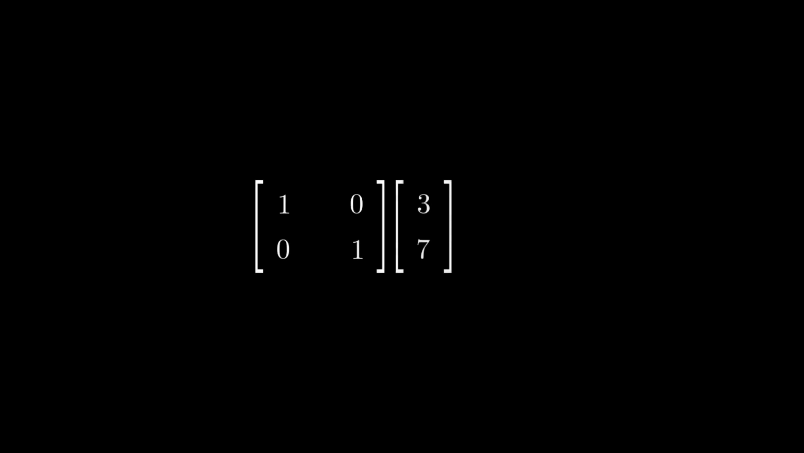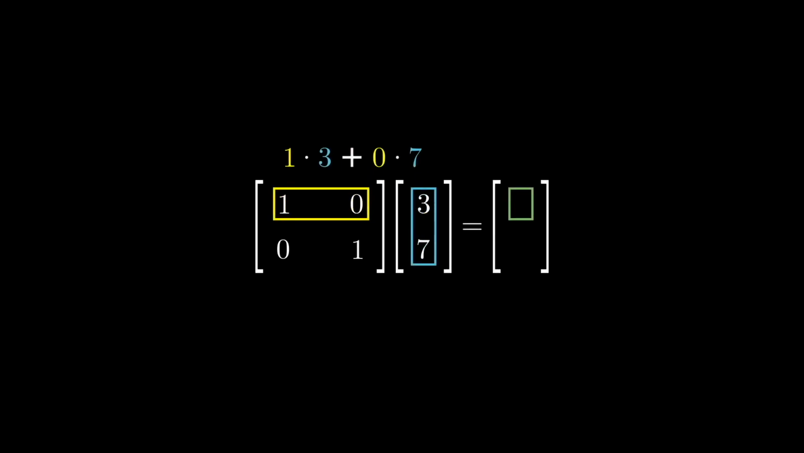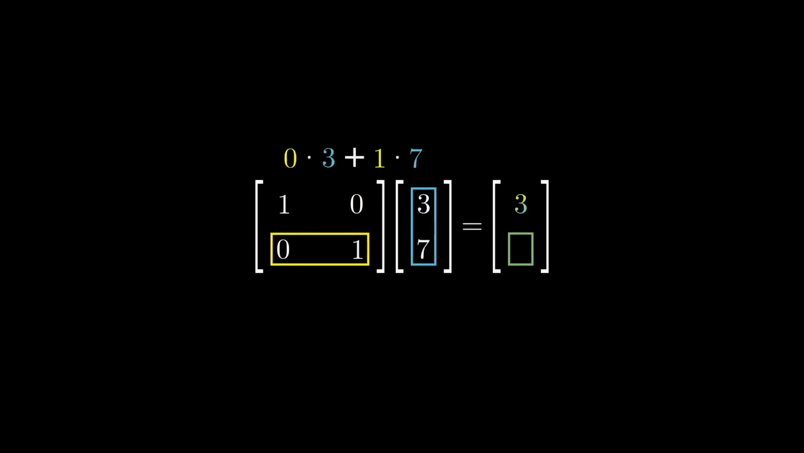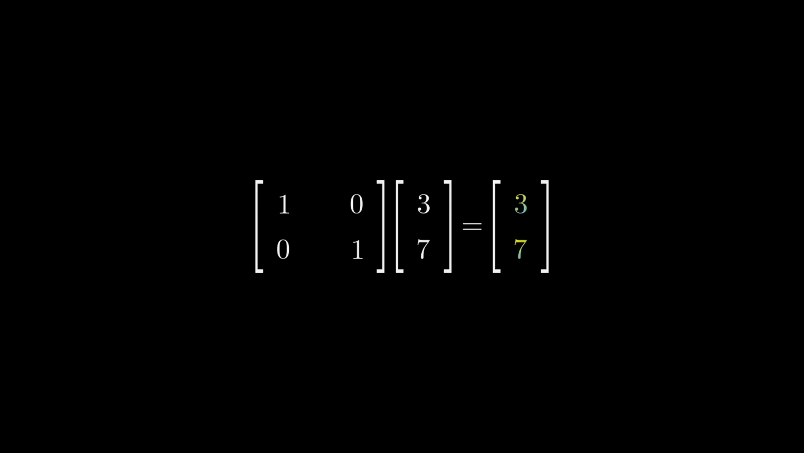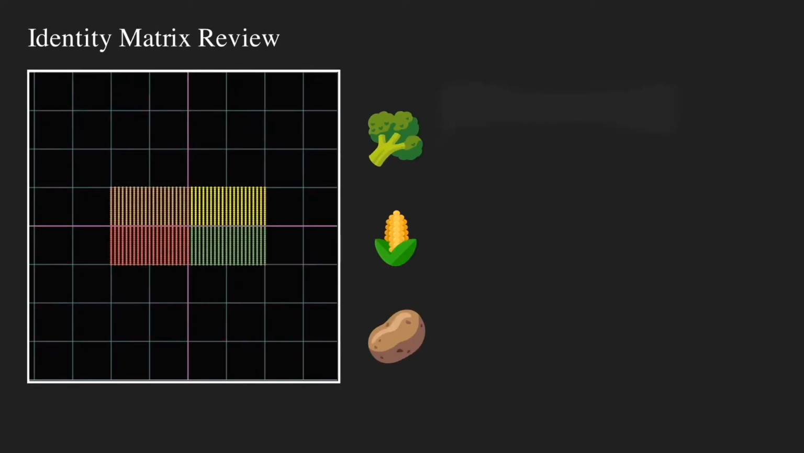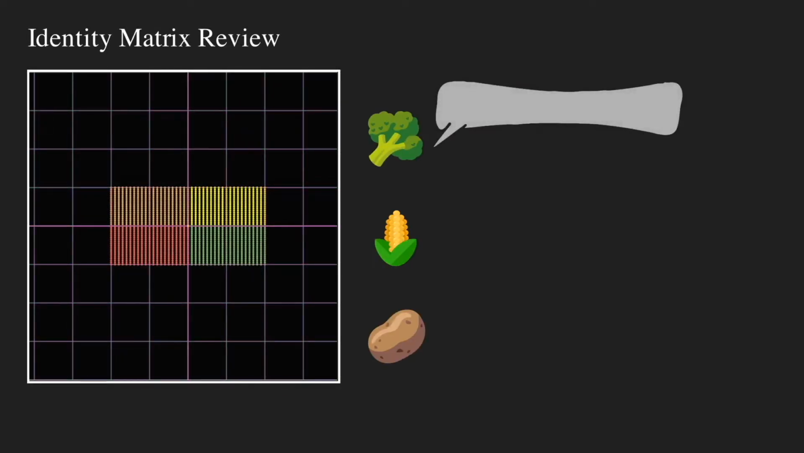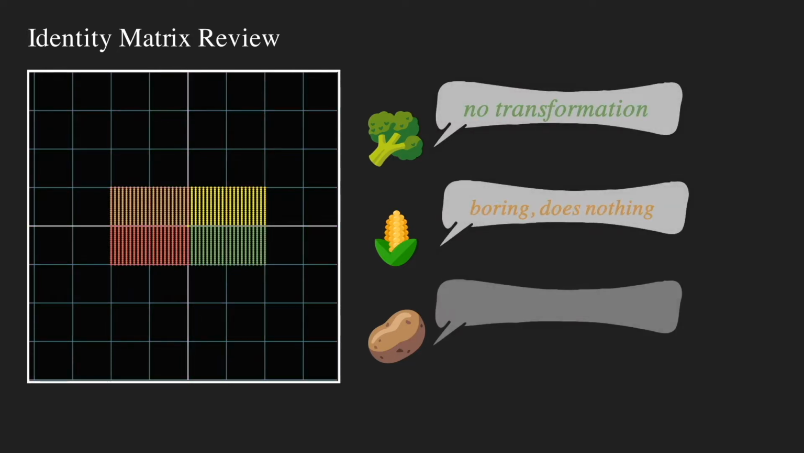But this actually makes sense. If you multiply any vector with the identity matrix, you get the same vector back. So there will be no movements of the dots at all. If we try to label every matrix with a tag, what would be the tag for the identity matrix? Well, I say it would be no transformation, or does nothing, boring.